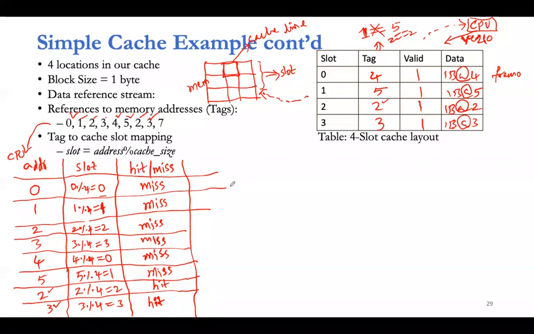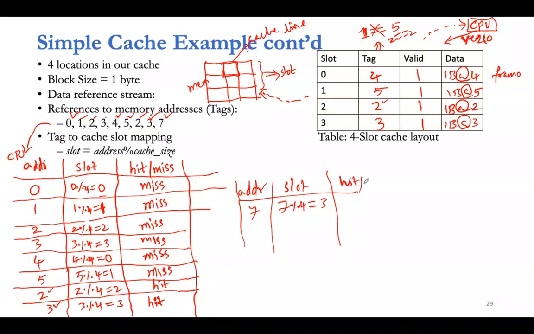Then the last address is 7. For this 7, it needs to map this tag to a cache slot, the cache placement policy, that is 7 modulo 4. So that is 3. That is your 3, hit or miss?